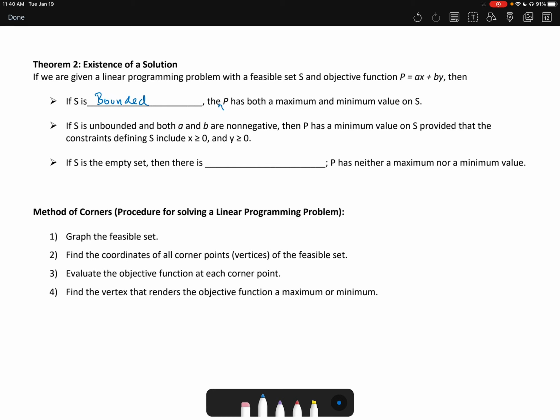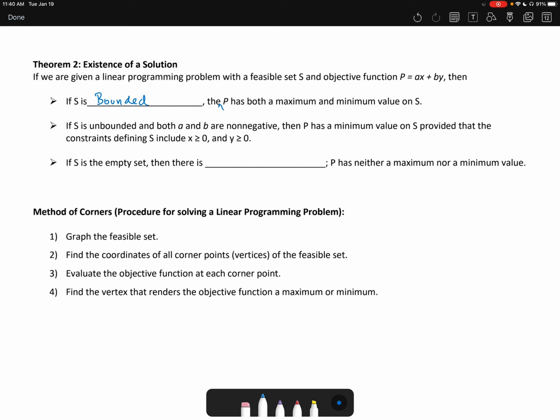If it's unbounded and both a and b are non-negative, so if all the coefficients are positive, then P has a minimum value provided that the constraints defining S include x ≥ 0 and y ≥ 0. Now, that's not necessarily something you have to memorize, but it's nice to know that if it's unbounded and non-negative, then it will have a minimum, as long as you have those two specific constraints.